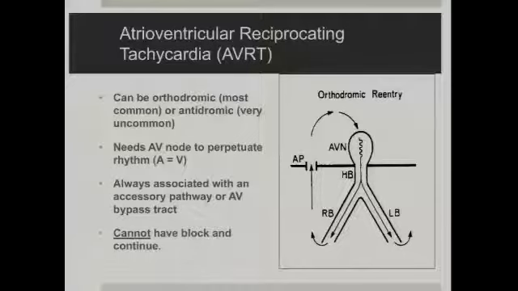If you block the AV node in these, the majority of these will stop. And so the biggest problem is when you develop atrial fibrillation, where the atrial rate is around 500 to 600 beats a minute. And if you have a pathway, then all of those beats are going to go through to your ventricle. That's when people will die. And that's the biggest problem with this.